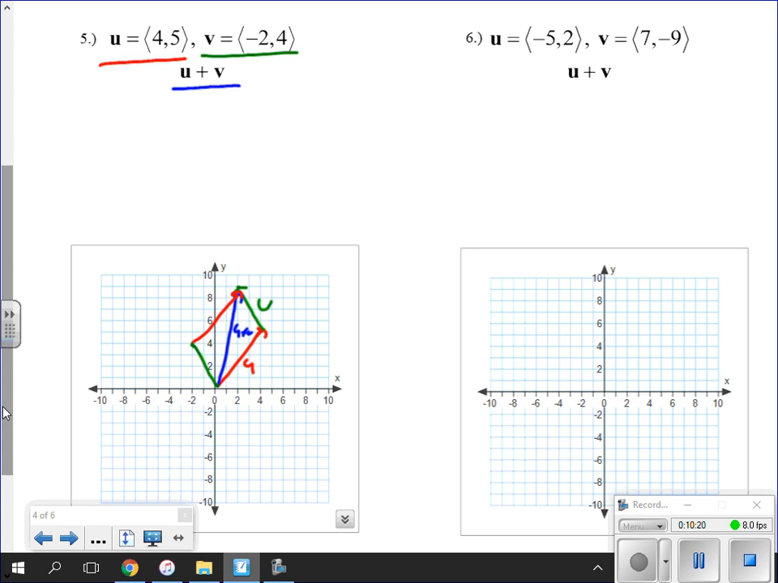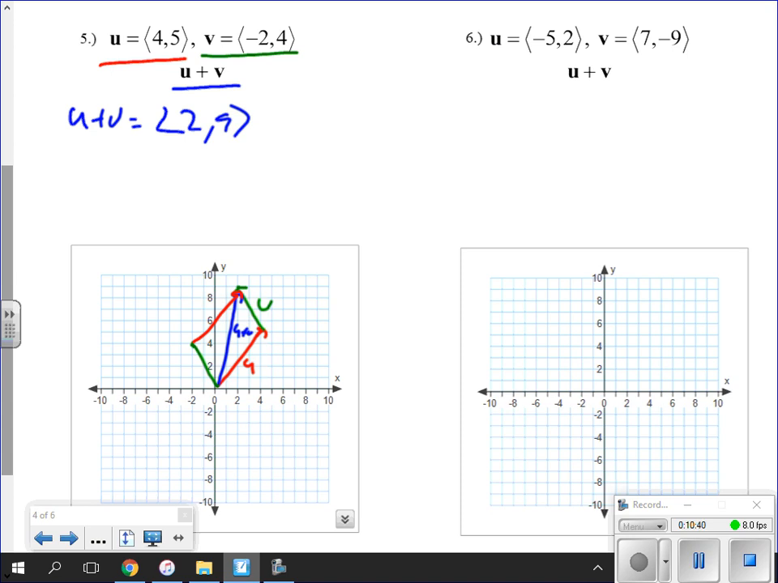Now, what else does it ask for? It asks us for the resulting vector. So U plus V, add the x, 4 plus negative 2 gives me 2, and then 5 plus 4 gives me 9. And if you look, that matches up exactly what I have.